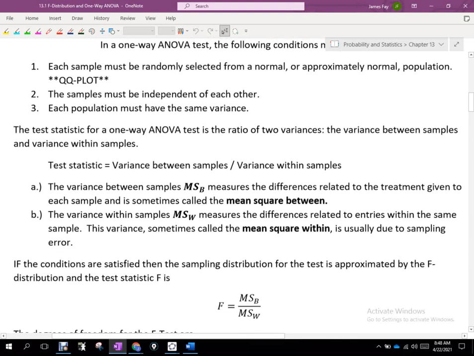So the test statistic for the one-way ANOVA test is the ratio of two variances, the variance between samples and the variance within samples. Okay, so that's kind of a hard thing, and hopefully I try to explain it the best I can when we get into some specific questions. But it says the variance between samples and the variance within samples.